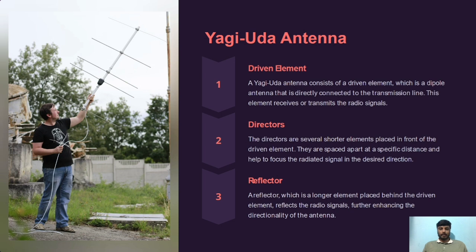Yagi-Uda antenna. Driven element: a Yagi-Uda antenna consists of a driven element, which is a dipole antenna that is directly connected to the transmission line. This element receives or transmits the radio signals. Directors: the directors are several short elements placed in front of the driven element. They are spaced apart at a specific distance and help to focus the radiated signal in a desired direction. Reflector: a reflector, which is a long element placed behind the driven element, reflects the radio signals, further enhancing the directionality of the antenna.